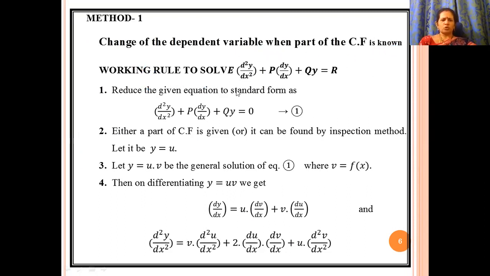Working rule to solve the linear differential equation with variable coefficients. Reduce the given equation to standard form. Either a part of the complementary function is given, or it can be found by the inspection method. Let it be y is equal to u. Let y is equal to uv be the general solution of equation 1, where v is equal to f of x. Then on differentiating y is equal to uv 2 times, we will get these two equations.